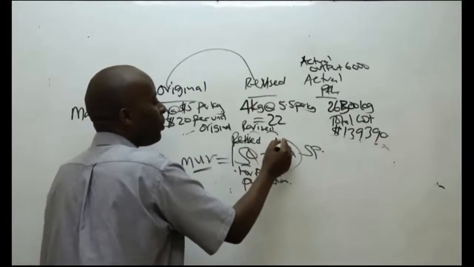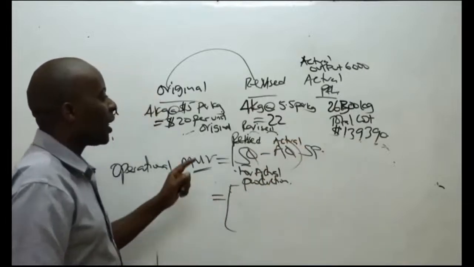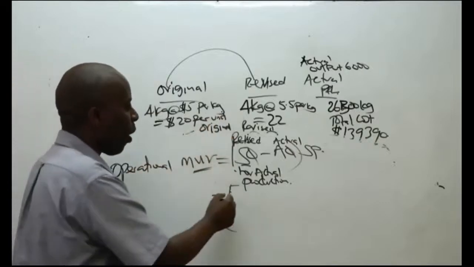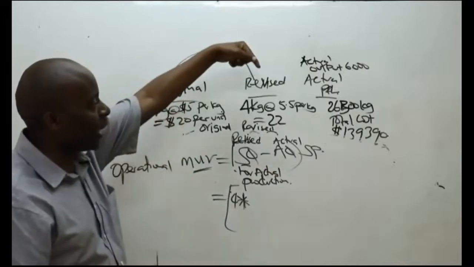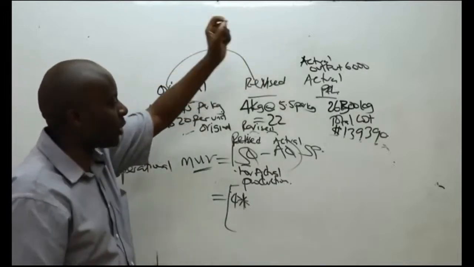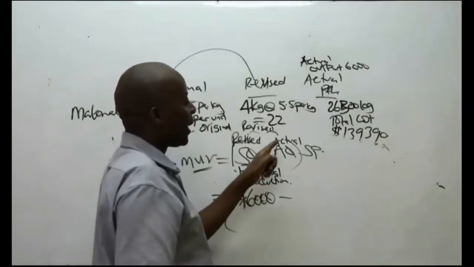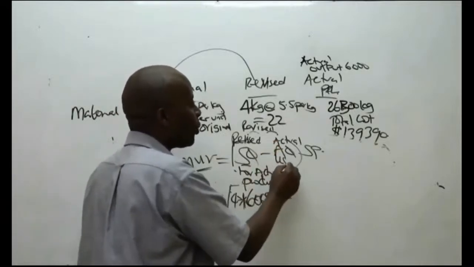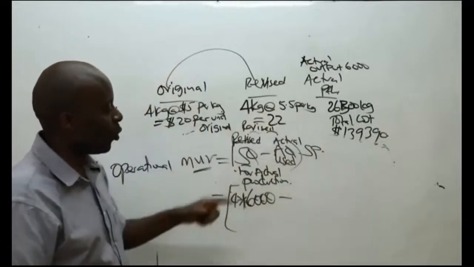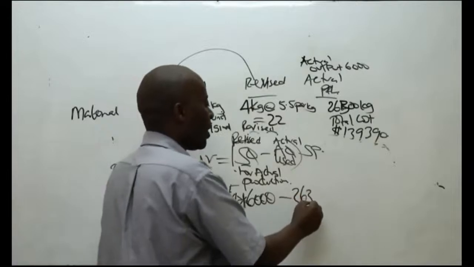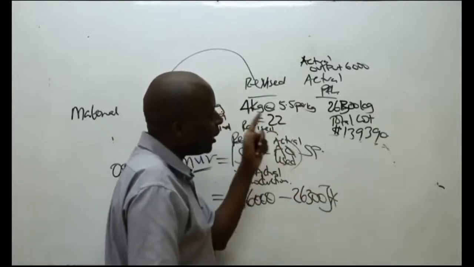And this has to be actual. We are comparing between revised and actual. So the revised standard quantity, the revised here is 4. So we have 4 times the actual production. The actual output was 6,000, minus the actual quantity used. The actual quantity of materials that was used was 26,300. 26,300, multiply this with the standard price.